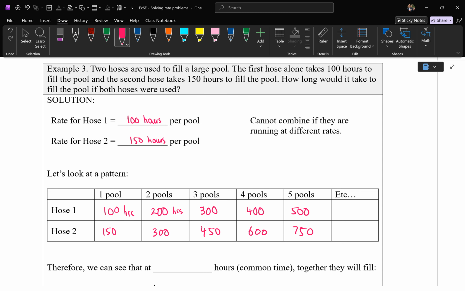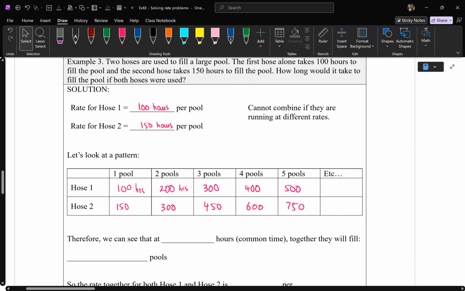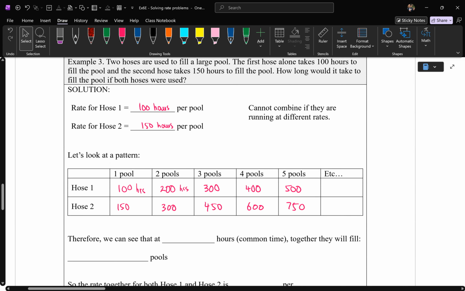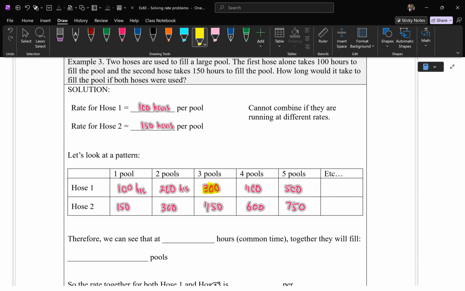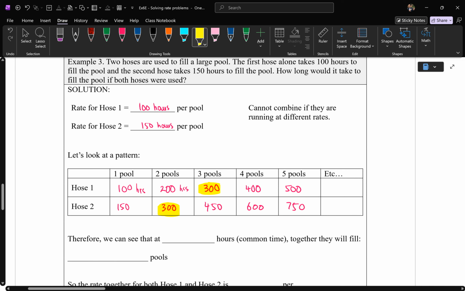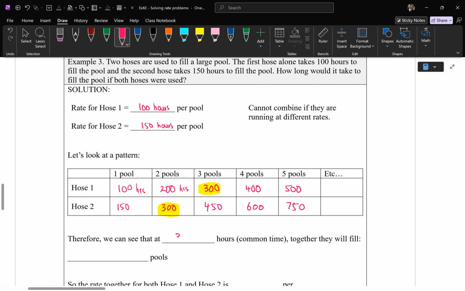Right? But what we start to see is that at some point, there is somewhere that we can compare the rates, because right now the rates are totally different. The rates are the same when we can see that at 300 hours, so at the same time frame, there's something definitive. For both of them, we can say that hose number 1 can fill 3 pools in 300 hours. And in the same time, hose 2 can do 2 pools.